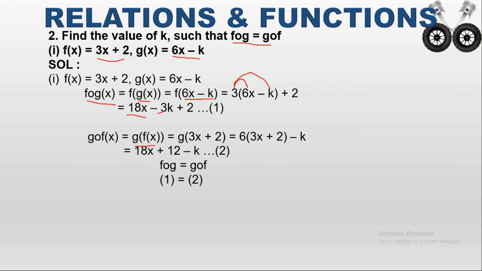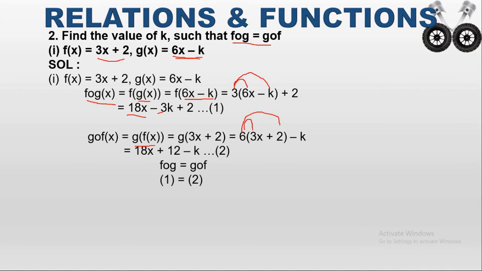Wherever x is, you have to substitute 3x plus 2 in g of x. So that can be written as 6 into 3x plus 2 minus k. First we multiply 6 with 3x, that is 18x, plus 6 into 2, 12. So 18x plus 12 minus k. So this is equation 2.